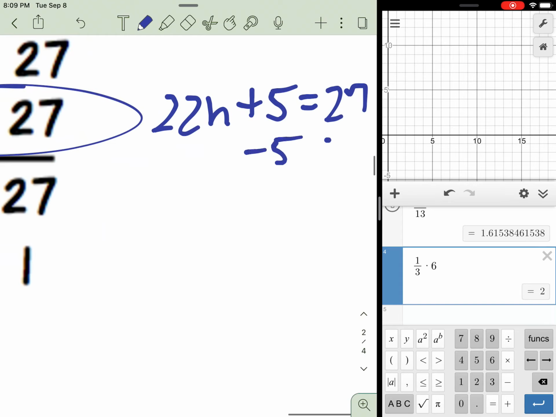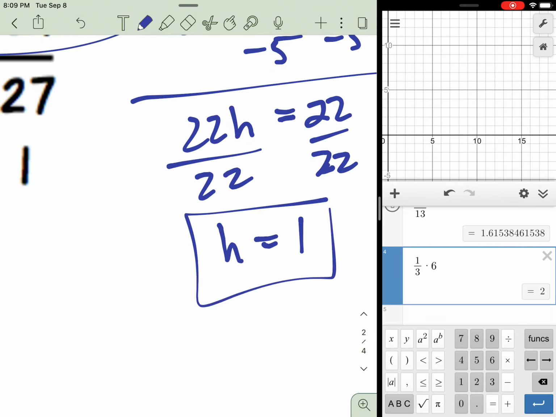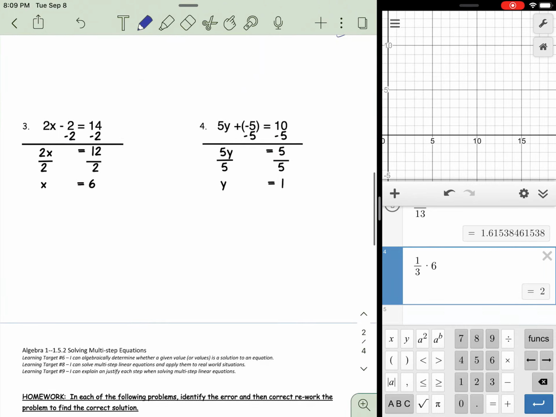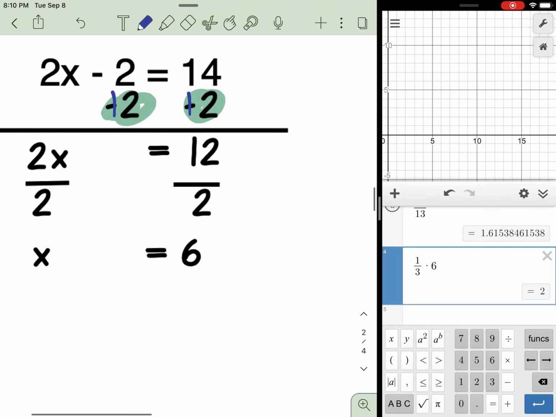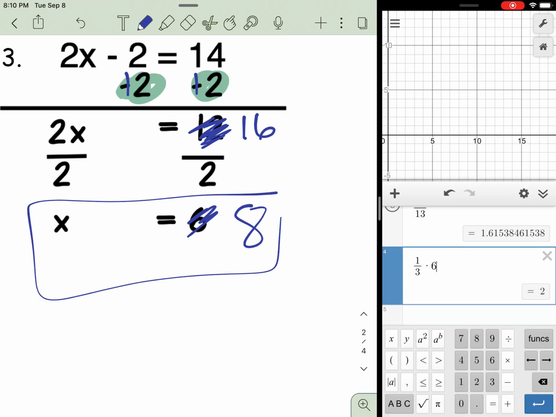Okay, now we're going to subtract 5. Subtract 5. 22h equals 22. Divide by 22. H equals 1. Okay, so ironically got the same answer, but they did not do it the correct way. Okay, number 3. Again, pause it if you can. Okay, so the mistake was right here, negative 2. Since this was already positive or negative 2 up top, this should have been plus 2, right? Which would make this 16, which would make this 8. 16 divided by 2 is 8.